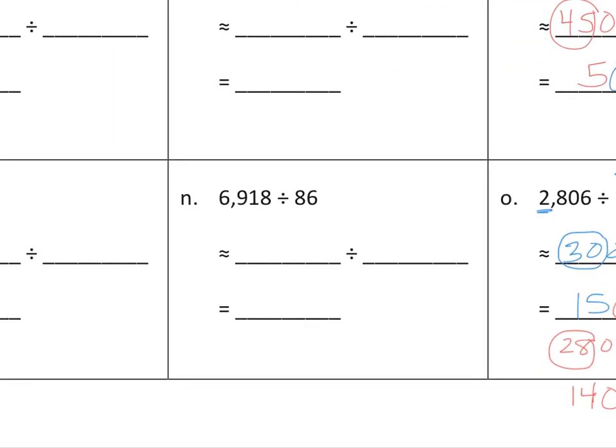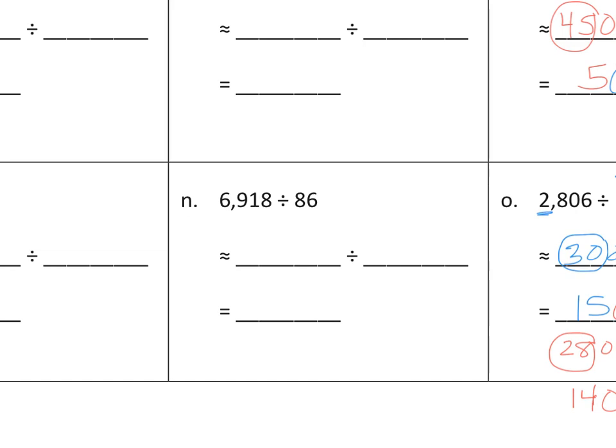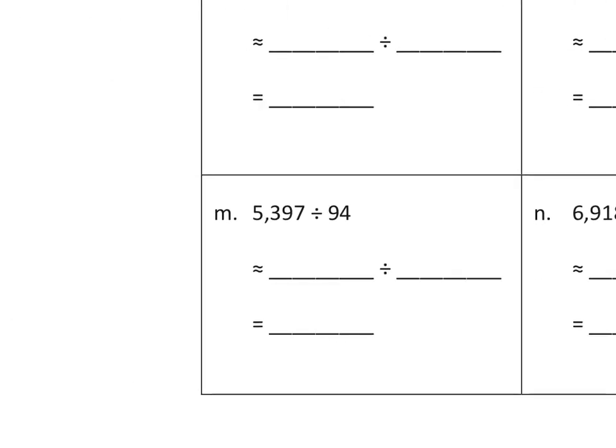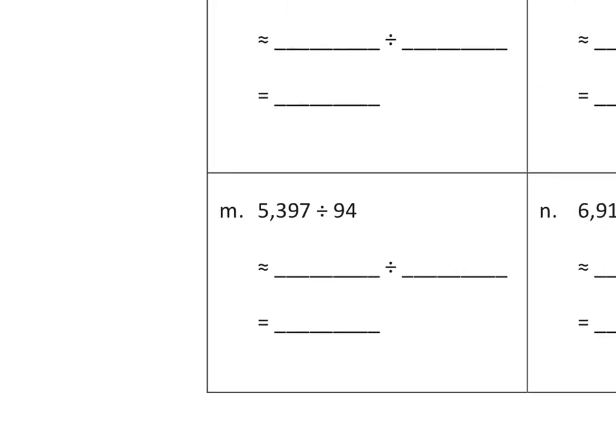Moving over to N. Actually, let's go ahead and move over to M really quick. We'll skip the N. We'll go to M. Let's round this. 94. That's closer to 90. And let's do our multiples of 9.